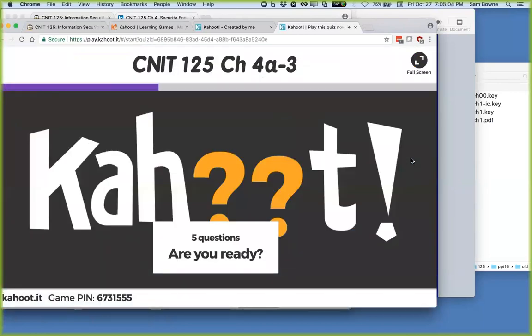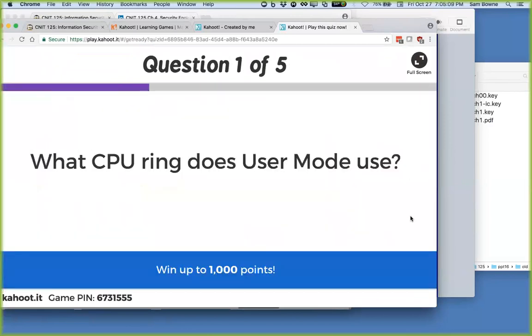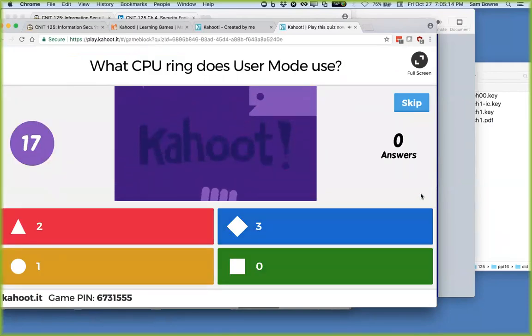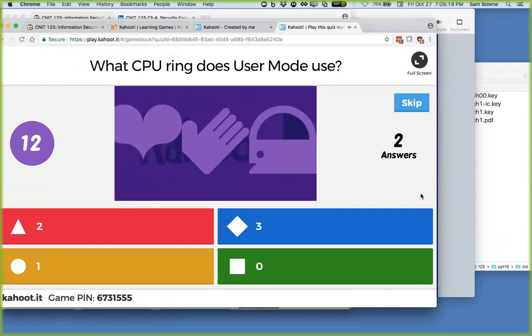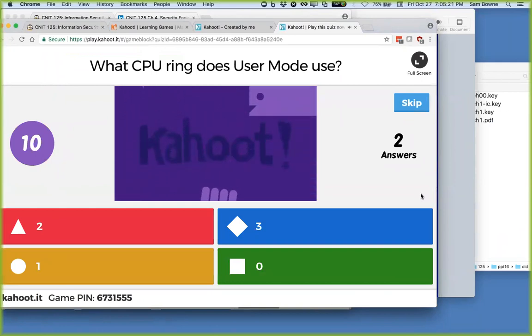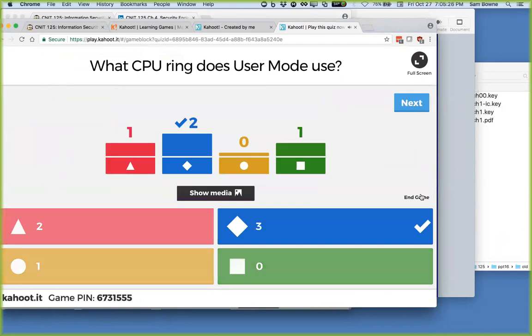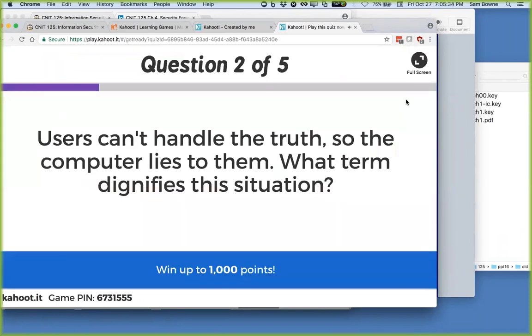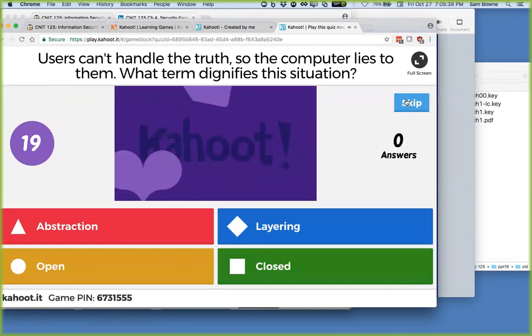5 questions. All right, what CPU ring is user mode in? All right, that's ring 3. Good, the popular answer is correct. All right, so users can't handle the truth and the computer lies to them. What term is used for that?